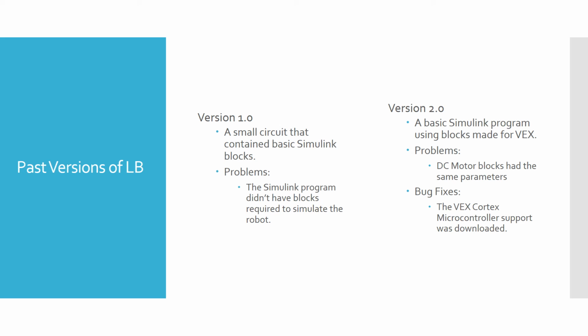Past versions of LB. Version 1.0, a small circuit that contained basic Simulink blocks. Problems: the Simulink program didn't have blocks required to simulate the robot. Version 2.0, a basic Simulink program using blocks made for VEX. Problems: the DC motor blocks had the same parameters. Bug fixes: the VEX Cortex microcontroller support was downloaded.